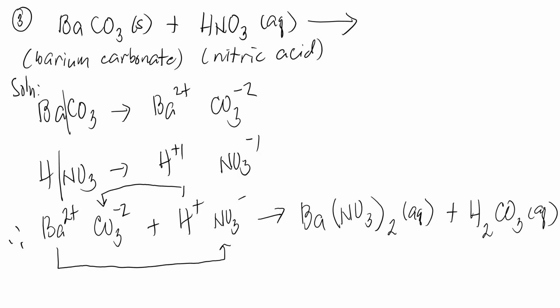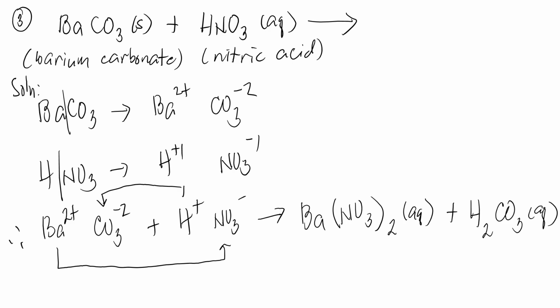Okay, so we now have the last problem. We have here barium carbonate solid to react with nitric acid aqueous. So following our steps, we need to show the ionic components of the compound. So we have barium carbonate. The metallic part is barium, so we split it there. So we have barium 2 plus and carbonate negative 2.